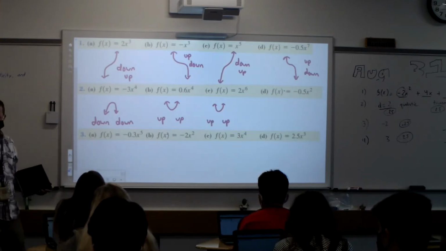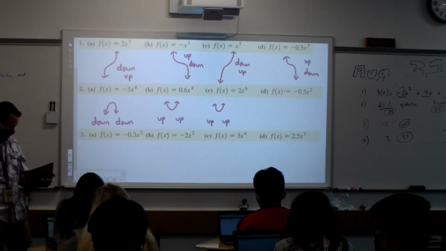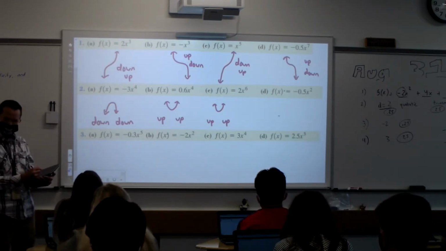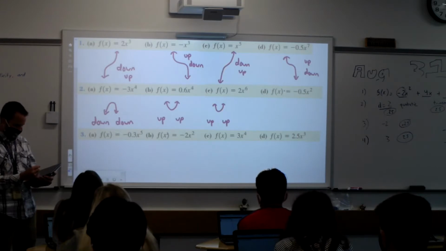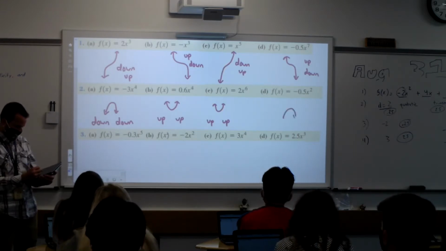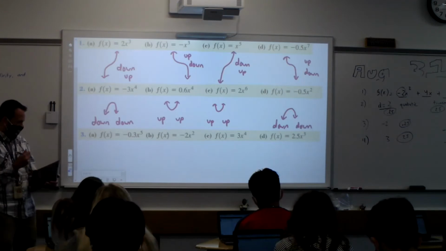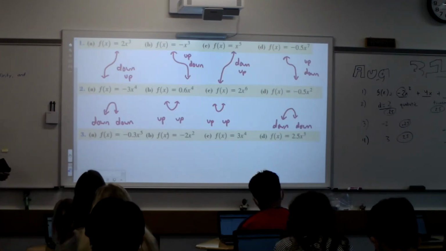We'll come up. You have to remind me your name. Megan. What is D going to look like? It looks like... so it's U-shaped. Good. Which way is it facing? Down. Good. So we're a U shape, but we're facing down. So what would we call that? Down, down. Awesome.